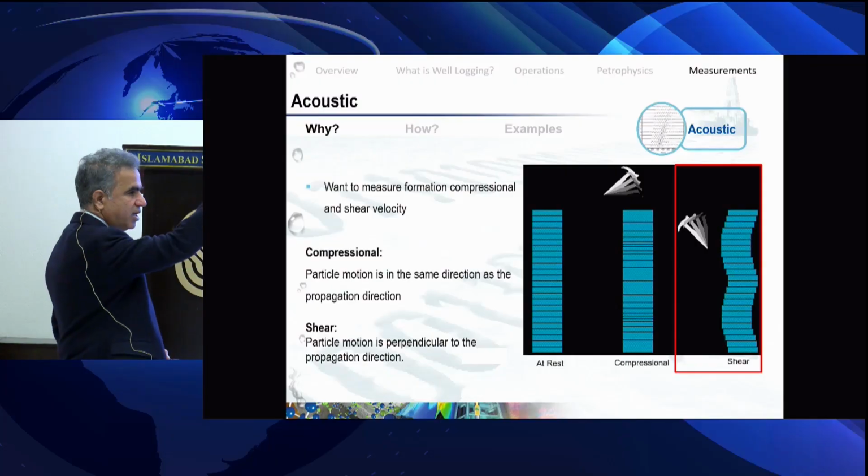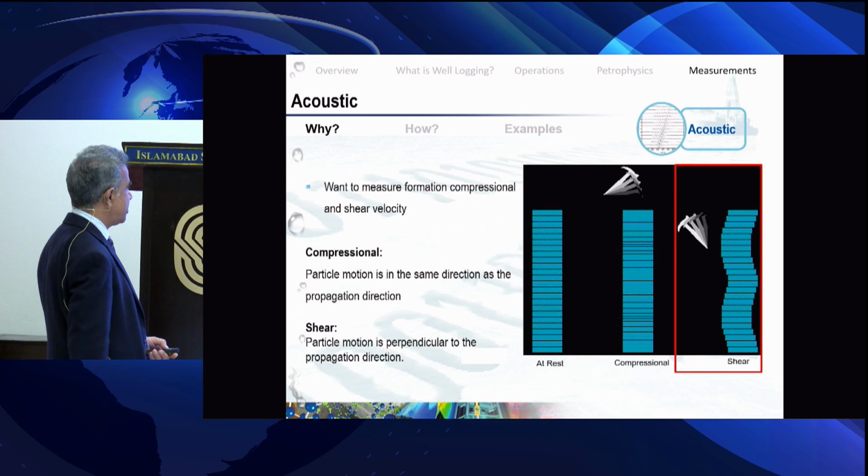So with a rock particle at rest, in compressional there is one movement, and in the case of shear it is a different movement. In compressional, the particle motion is in the same direction as the wave moves, whereas in the shear case, the particle motion is perpendicular to the direction the wave is moving. This perpendicular motion is the shear wave.